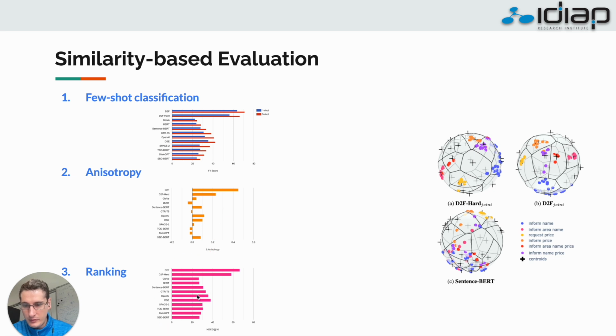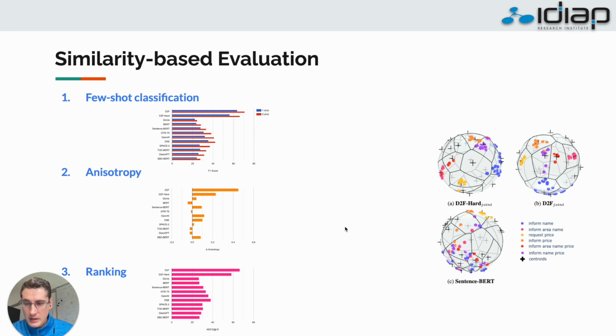Here in the paper, we are comparing against most of the well-known sentence embeddings, like Sentence-BERT, standard old-school ones like GloVe, also OpenAI's recently released text-embedding-3-large, and also dialog embeddings like TOD-BERT or SPACE.